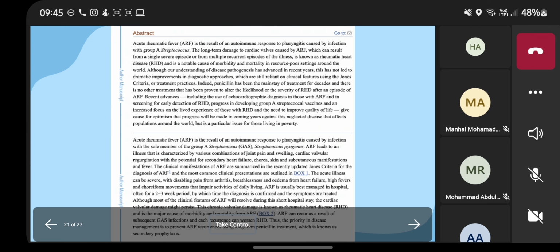This is an article I found online, and it beautifully elaborates on the differences between acute rheumatic fever and acute heart disease, and it explains everything in terms of management, treatment, as well as the investigations. If you just click on the slide, or you can find the link at the references page. This brings us to the end of my presentation. I have just a couple of cases for you guys.